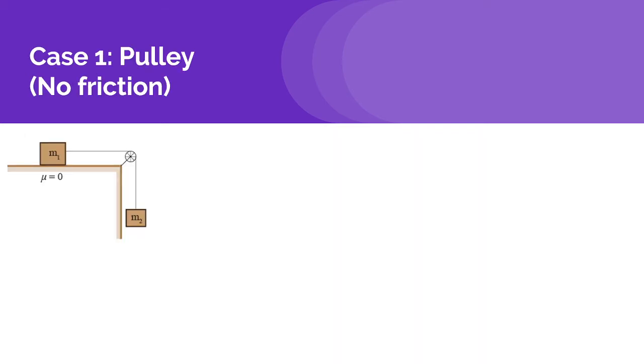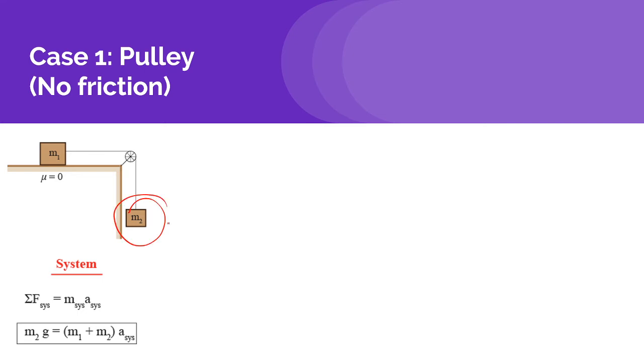Alright, so there are different cases for systems. The first one is a pulley. One object is on the table, the other is suspended in the air. So what is my system force? The only force that is moving the system is the force acting on this object. Tensions and action-reaction pairs are not going to be part of the system force because this one is pulling it this way and that one is pulling it that way, so internally they cancel each other out.